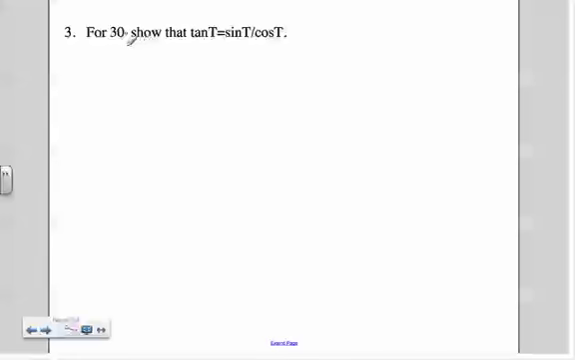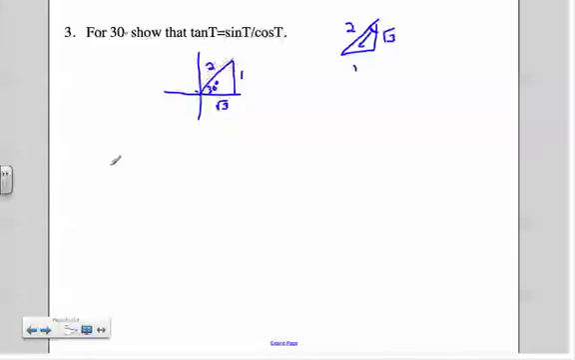For 30 degrees, show that tan t equals sine t over cos t. So 30 degrees is my 2, 1, root 3 triangle, and my 30 degrees is in the upper corner. I'm going to put it on the quadrant. I don't really need to because 30 degrees is just less than 90, but I'll put it on here anyways. 2 is the hypotenuse. 1 is across or opposite. Root 3 is the adjacent. Everything is positive because of the location.